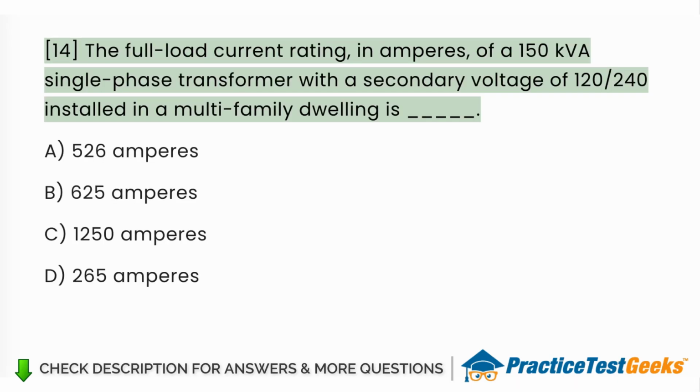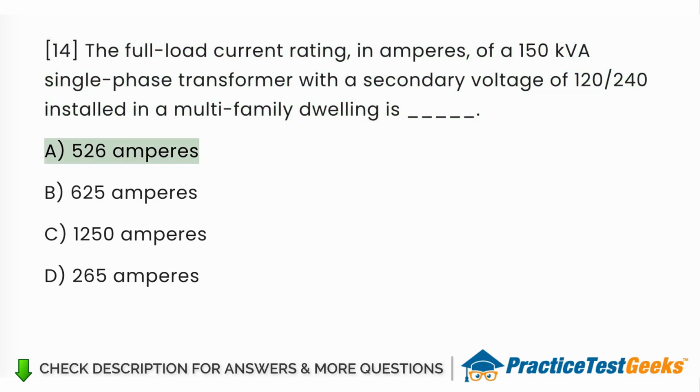The full load current rating, in amperes, of a 150 kVA single-phase transformer with a secondary voltage of 120-240 installed in a multi-family dwelling is: A. 526 amperes. B. 625 amperes. C. 1250 amperes. D. 265 amperes.